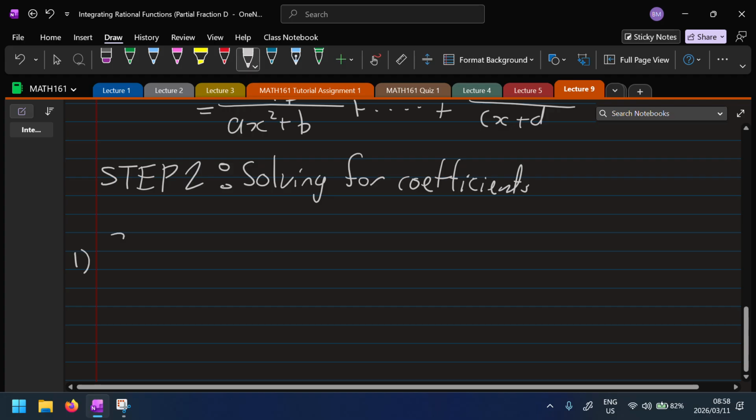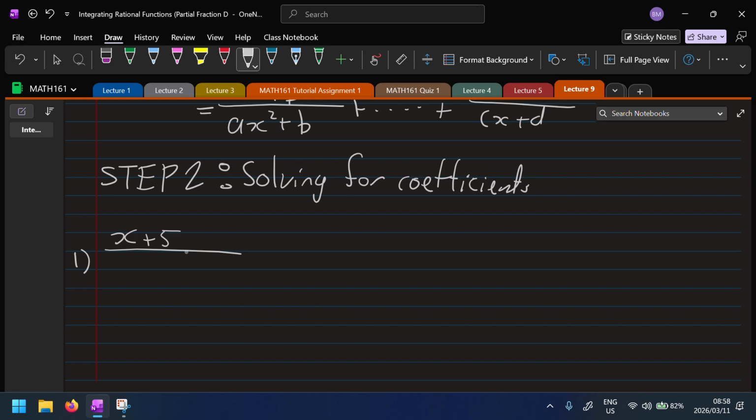So number one, we have x plus 5 over x squared plus x minus 2. So remember the step 0, we need to check if the degree of the top is less than the degree of the bottom. So degree of the top is 1, degree of the bottom is 2. So 1 is less than 2, so we can skip that step 0. Now we need to try and factor the bottom. If we can factor the bottom, it's case 1. If we cannot factor the bottom, then it's case 3. Make sense? Okay. So the top stays the same, x plus 5.